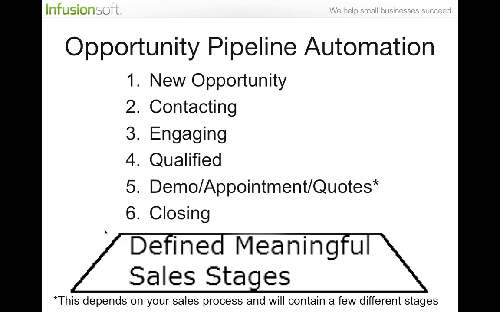So after somebody has been identified as qualified, then we can actually start moving into the sales process. So maybe we're doing demos, or you're doing appointments, or maybe you give a quote to somebody, or maybe it's a little back and forth. Now, this is going to depend on your sales process, but each of those are probably going to contain a couple of different stages per, because again, it's a 10,000 foot milestone.